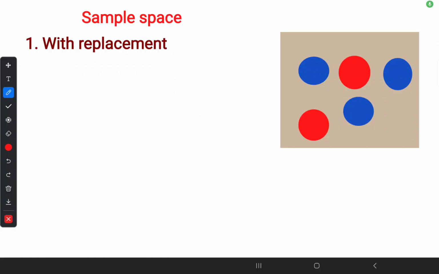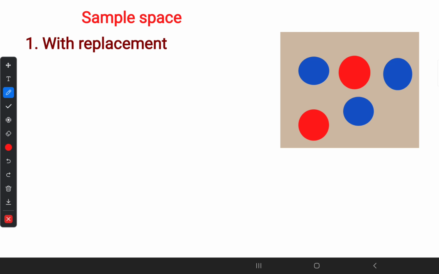Sample space. In mathematics, there are many data representational methods. One is the pie chart, bar chart, and we have the Manhattan chart and the pulsation chart, curves, straight lines. Likewise, the sample space is also a data representational method. In that, we have two subdivisions. One is with replacement, another one is without replacement. Both are important. I will explain both in detail.